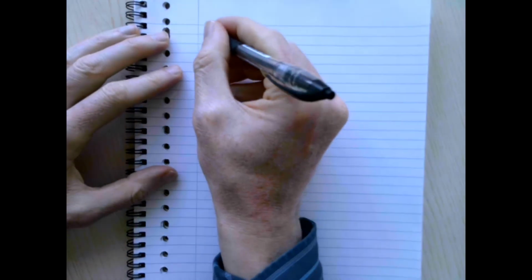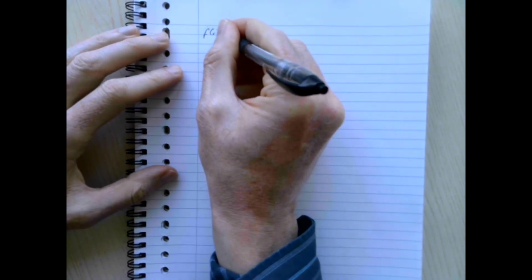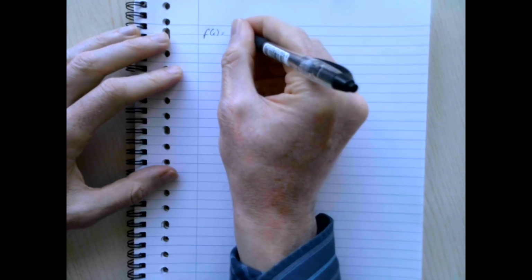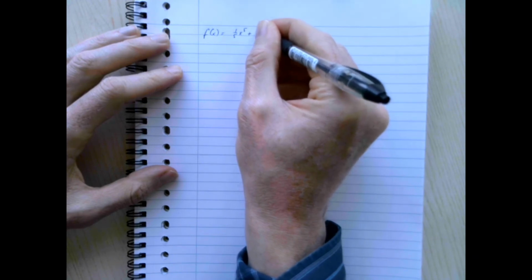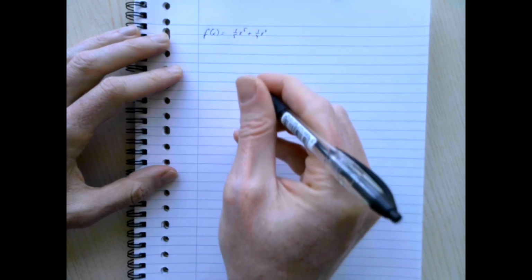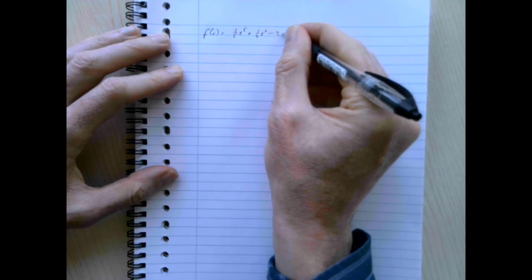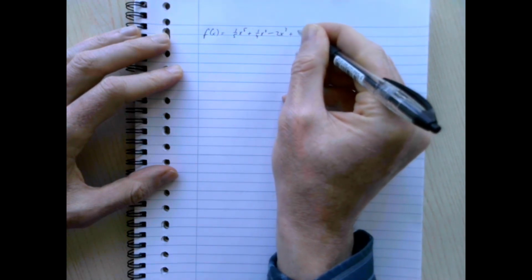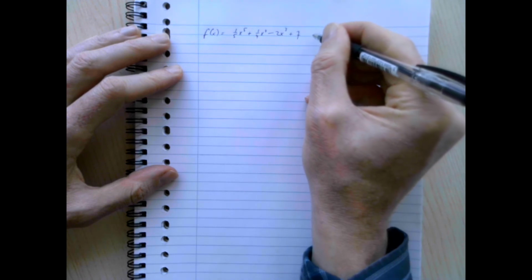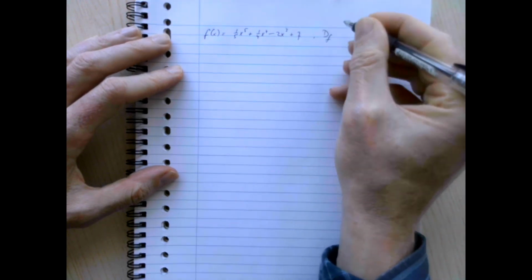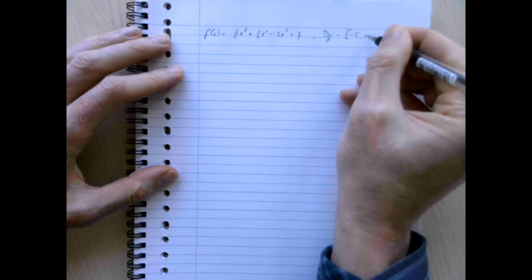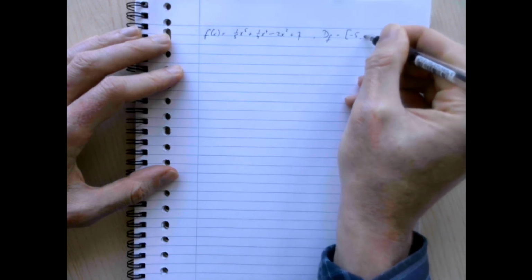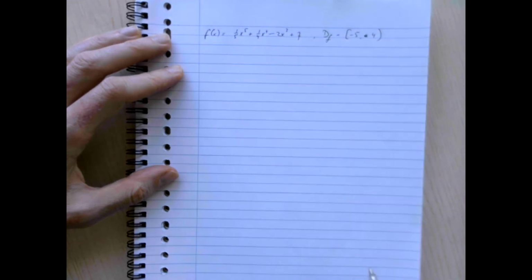So here we go on paper. We have this function again. The function is f(x) equals 1/5 x to the 5 plus 1/4 x to the 4th minus 2x cubed plus 7. And the domain of this function is between minus 5 included, and on the right hand side we have 4, and 4 itself is excluded.